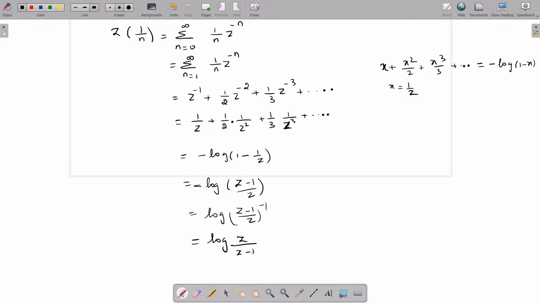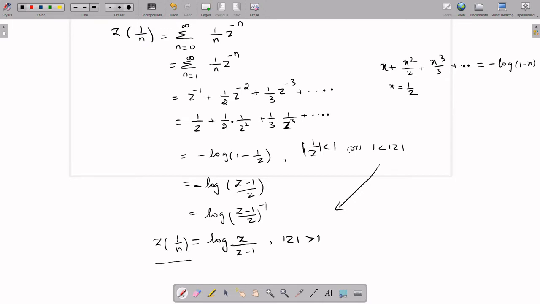The region of convergence here is modulus of 1 by z is less than 1. You write this here itself, then you can easily get the answer. Or you can write this as 1 is less than mod z, or mod z greater than 1. So the region of convergence here is mod z greater than 1. So this is the z transform of the function 1 by n.